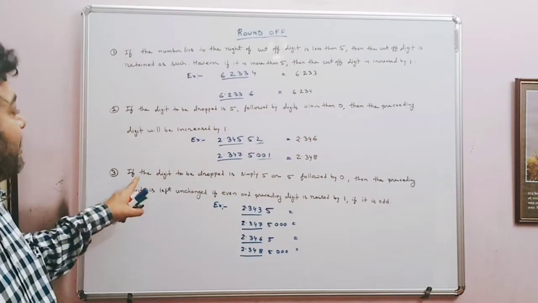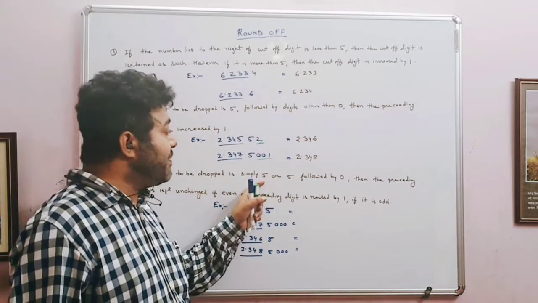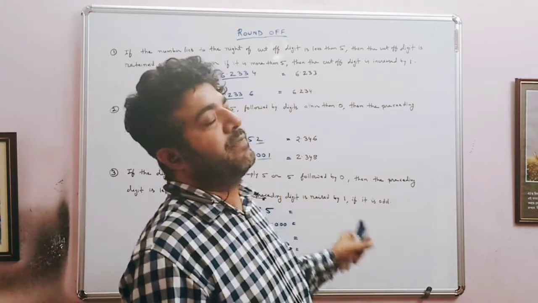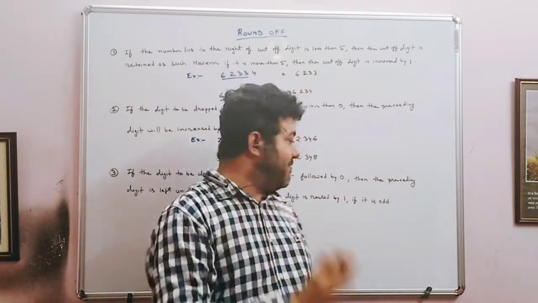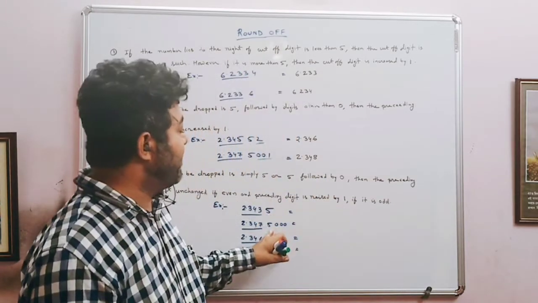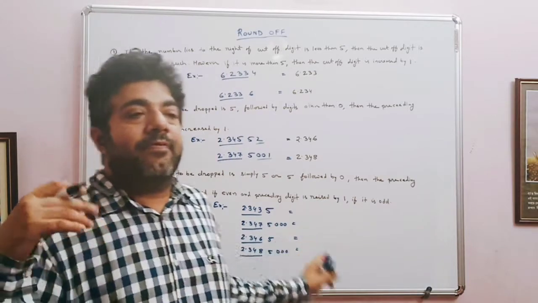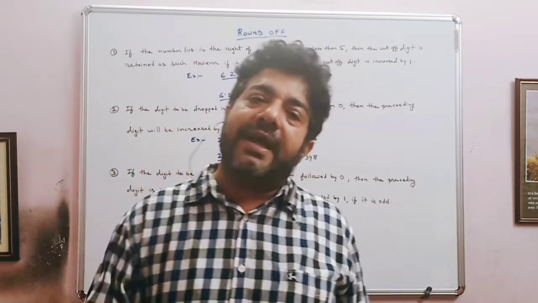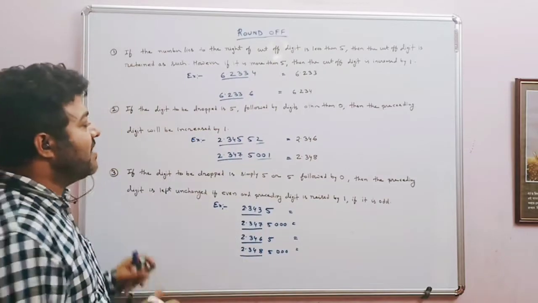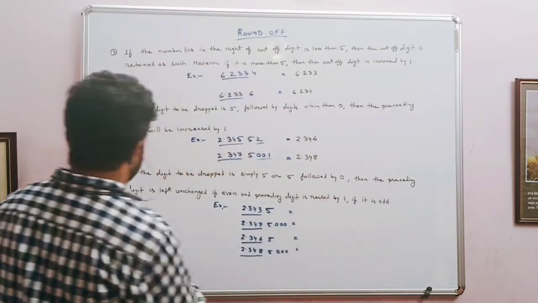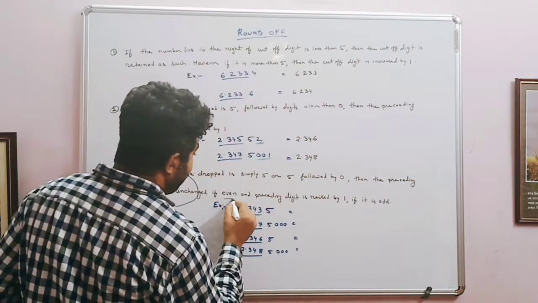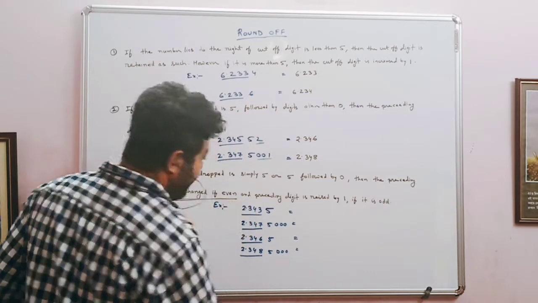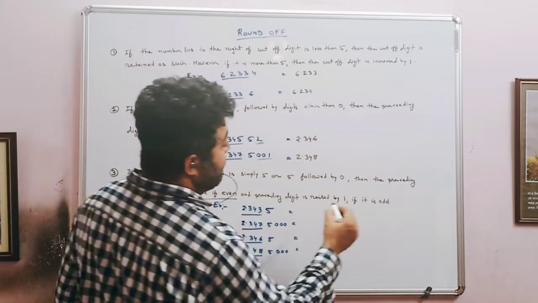नेक्स्ट, if the digit to be dropped is simply 5 or 5 followed by 0, मतलब exactly 5 है. देखो exactly 5 और 5 के साथ 0 है, मतलब exactly 5 से थोड़ा भी बड़ा होगा 1 बढ़ा दो. लेकिन अगर exactly 5 है, then the preceding digit is left unchanged if even. Left unchanged if even, preceding digit is raised by 1 if odd.